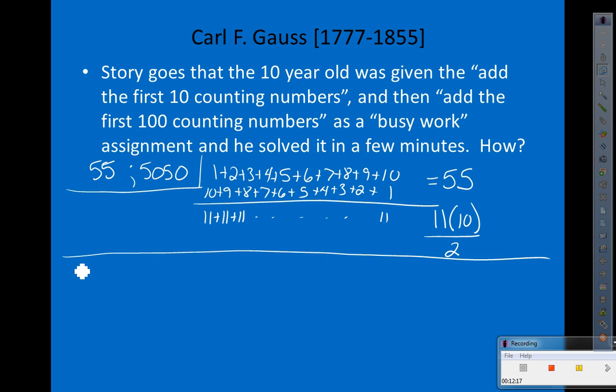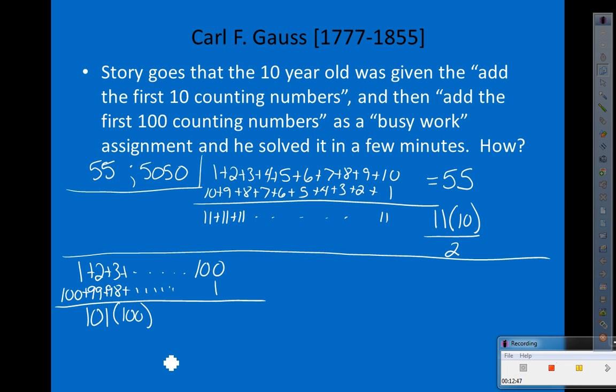How did he do the first 100, though? 1 plus 2 plus 3 plus all the way up to 100. He said, well, let me just switch that around. 100 plus 99 plus 98 plus all the way down to 1. Look at what he gets. He gets 101 every time we add vertically. So he's going to get 101 100 times. And he divided that by 2.